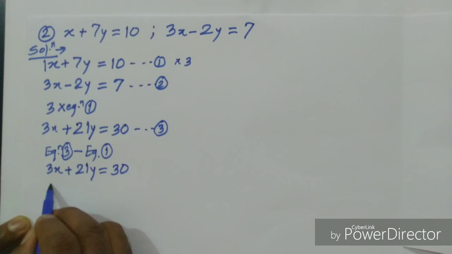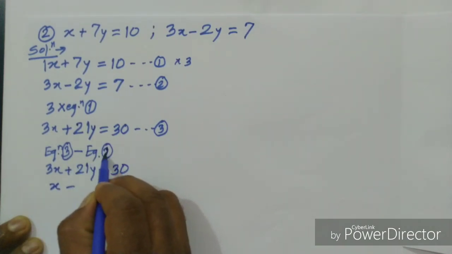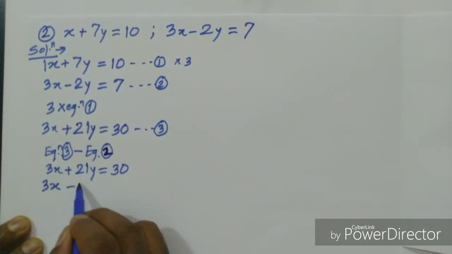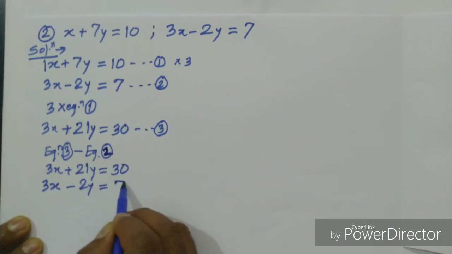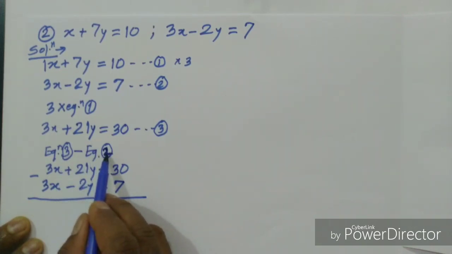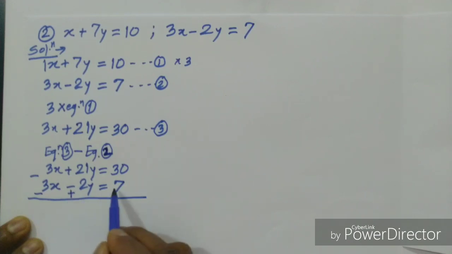Equation third, and here equation second we write here: 3x minus 2y is equal to 7. In subtraction, signs are changed. Plus 3x becomes minus 3x, minus 2y becomes plus 2y, and 7 becomes minus 7.